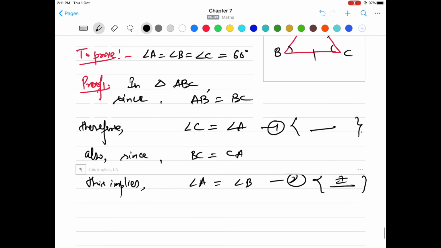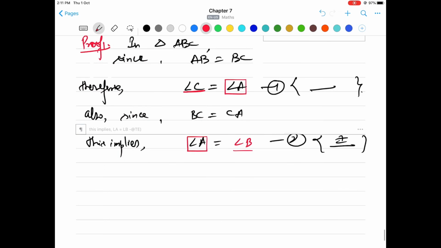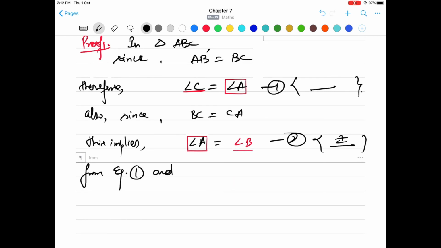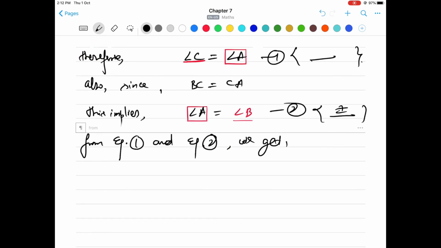Okay, so from these two equations you will see that angle C is equal to angle A, and again angle B is equal to angle A. So both are equal, and angle B and angle C are also equal. Okay, so from equation 1 and equation 2 we get that angle A is equal to angle B is equal to angle C.